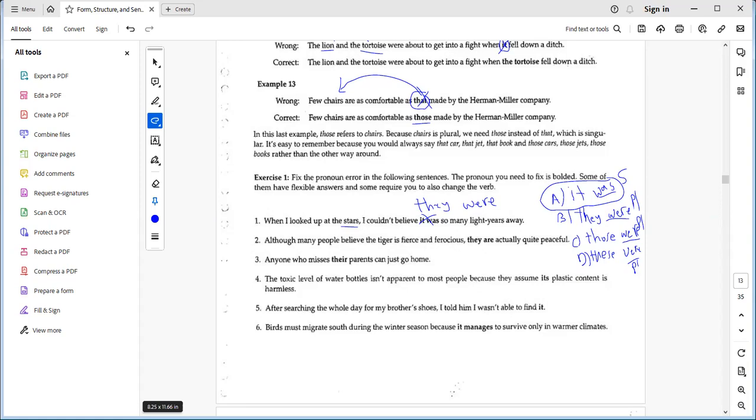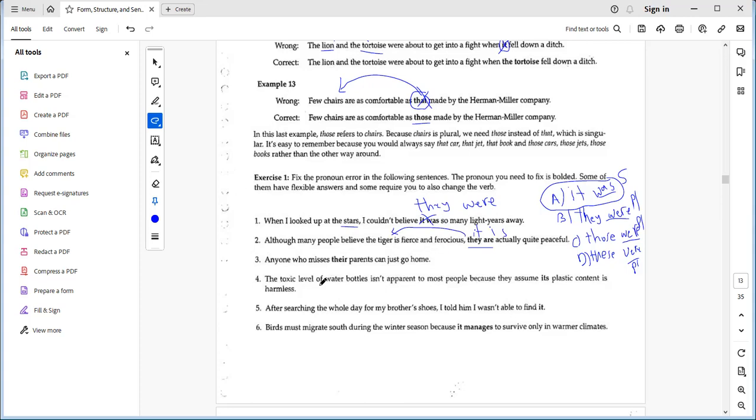Okay. Let's have a look at the second one. Abdelmonam. Yes, sir. Just read number 2 and find the mistake here, please. Although many people believe the tiger is fierce and ferocious, they're actually quite peaceful. It's gonna be what? It is actually perfect. Why? Because we're talking about the tiger, so it must be it is. Thank you, sir.